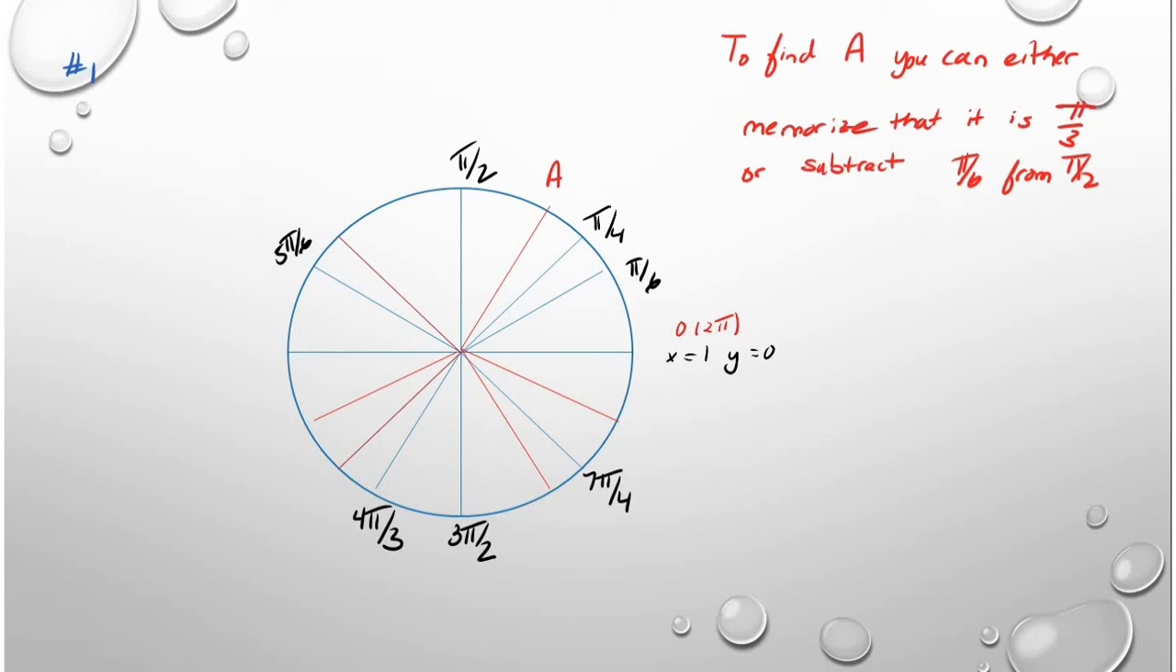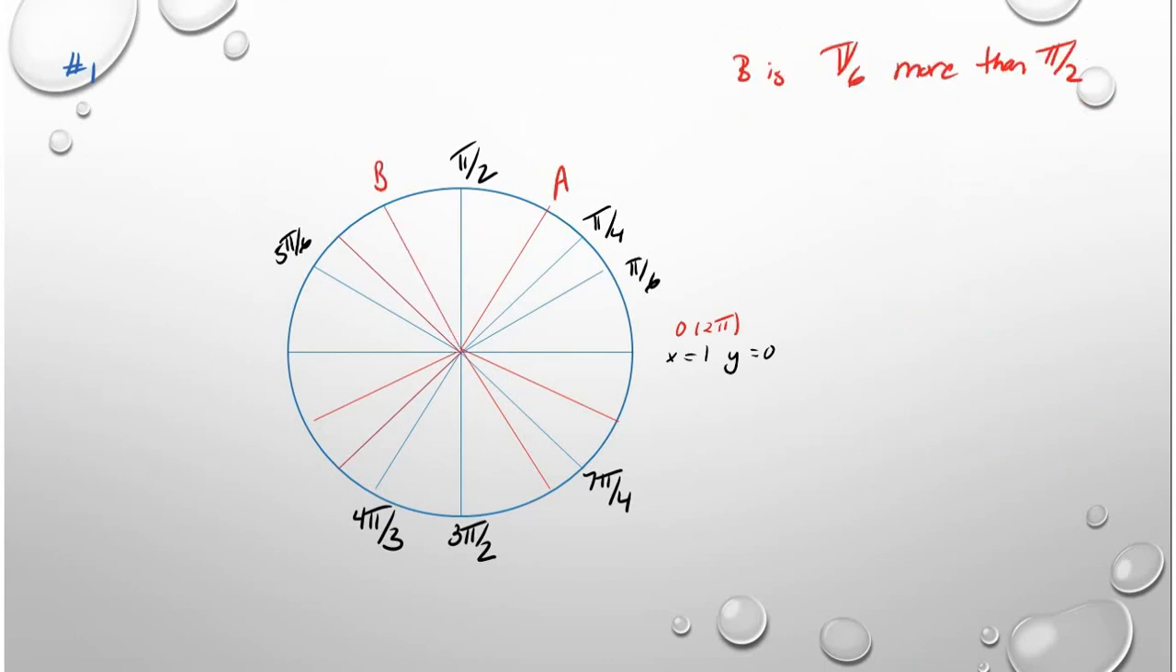So to find angle A, for example, you could either memorize the entire circle, which I think many people have done, and memorize the fact that it's pi over 3, or you could use the information on the table that already gives you pi over 6. If you notice, that angle is exactly pi over 6 away from pi over 2. So you could subtract pi over 6 from pi over 2 to obtain that the missing angle was pi over 3.